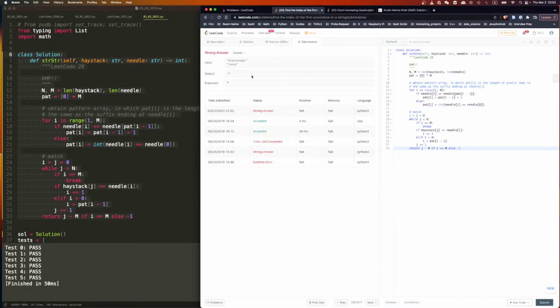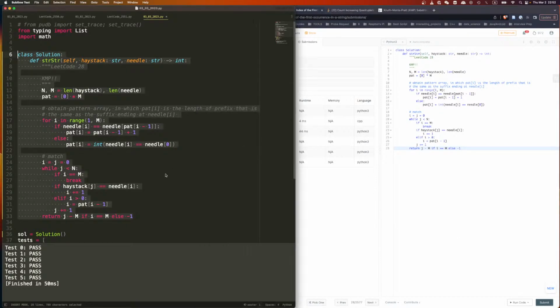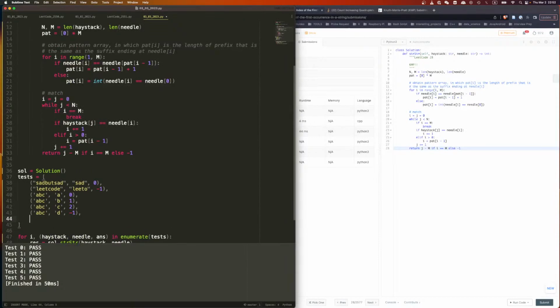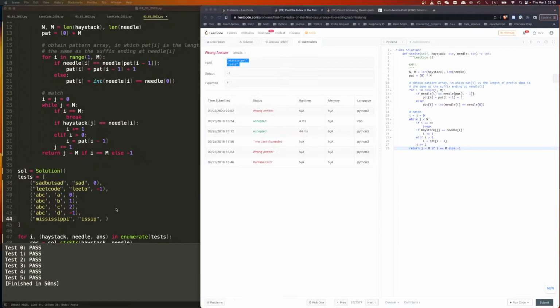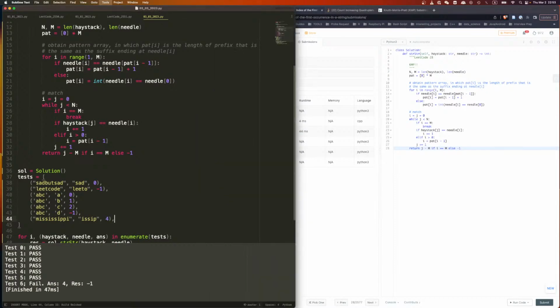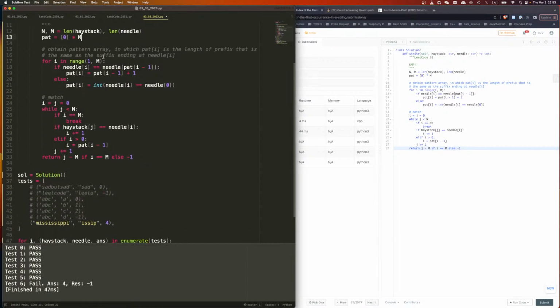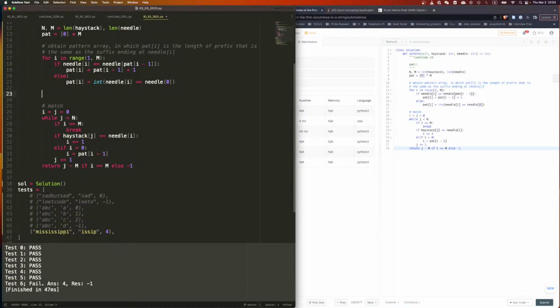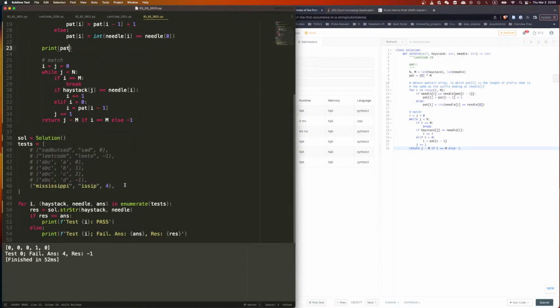Ugh, Jesus. I thought we're good. No, we're not. It's back at 4. That is weird. All right, let's see. First of all, we need to check if our pattern is right. Is our pattern right? 0, 0, 0, 1, 0. I think the pattern is right.